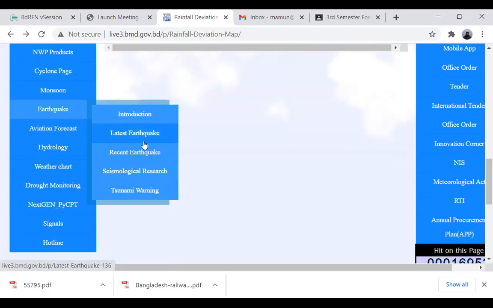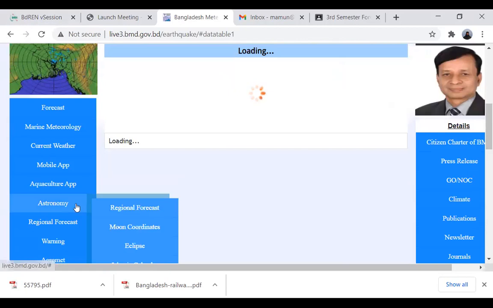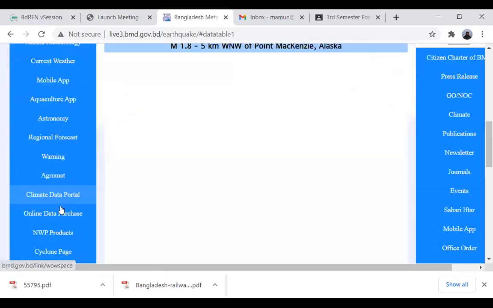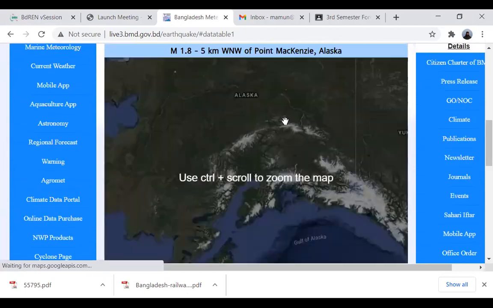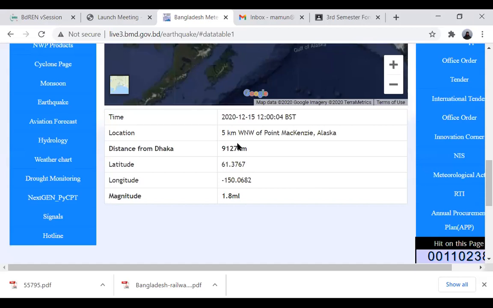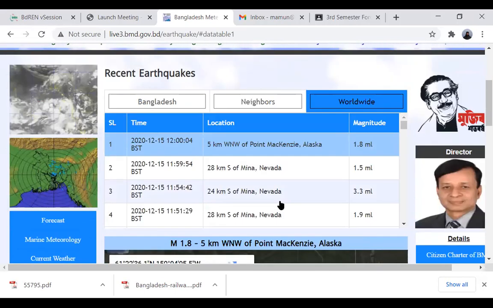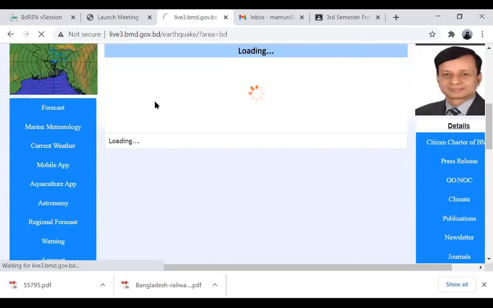Maybe the earthquake, if you have recent earthquake information, do you have any? Let's see. You can get information from here. Yes, so this is one of them. This is the last one, direction, everything is in here. This has been found 5 kilometers from the Mackenzie, Alaska. So it is a different one. Different areas for Bangladesh, let's see.